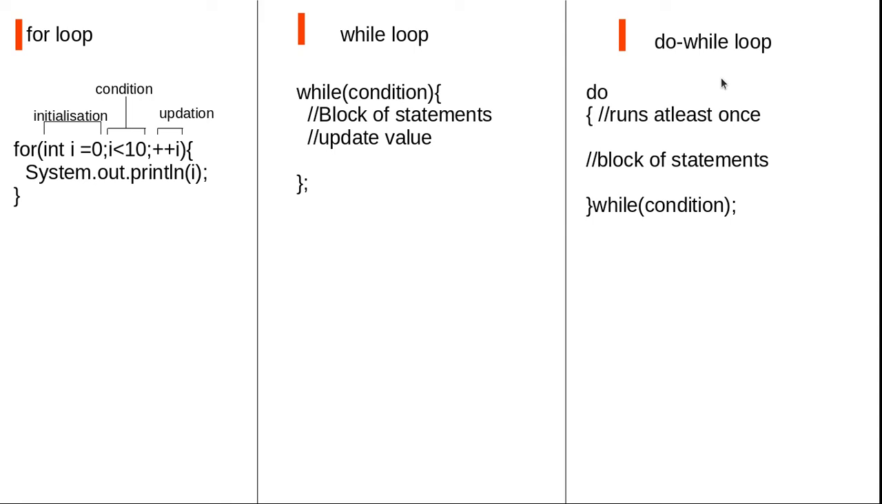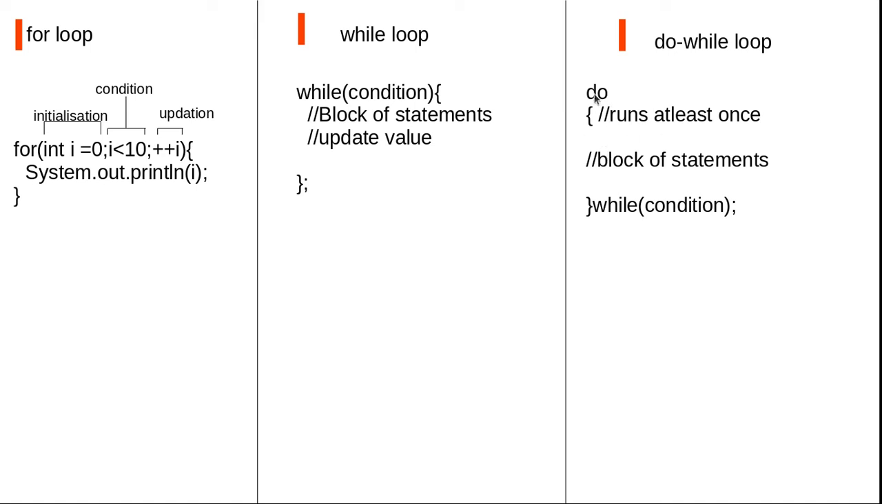Similarly, in the do while loop, you can see here that this is a while, then the condition, and these are the block of statements. But you can see here this is a do. So when you have written a do while loop, then the block of statements in the do while loop will run at least once. It doesn't matter whether this condition is true or false. It is not going to check it when it runs for the first time.